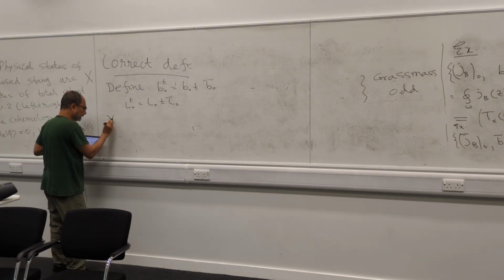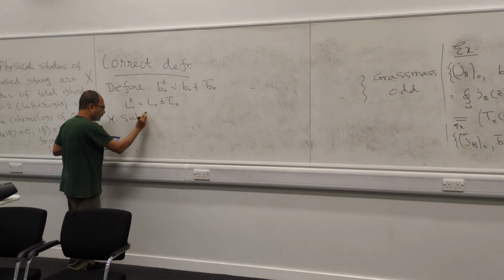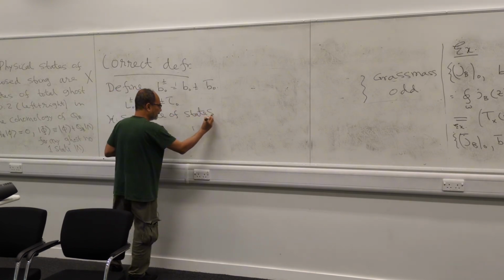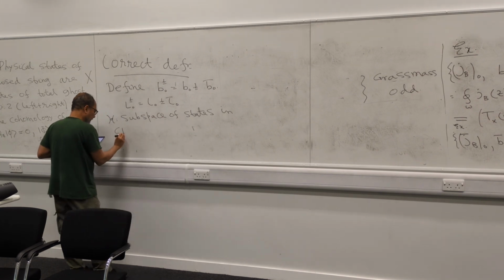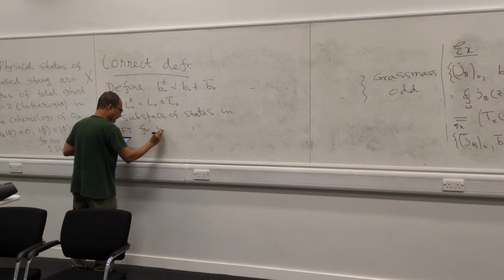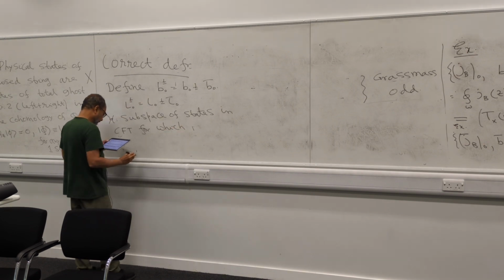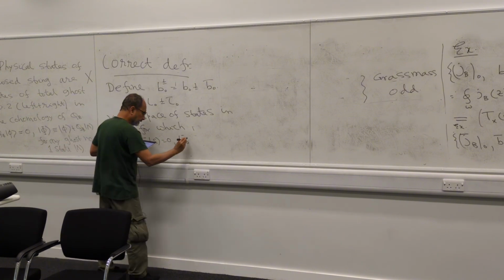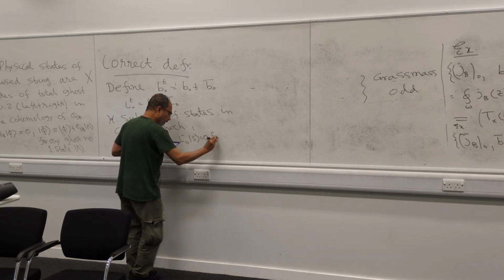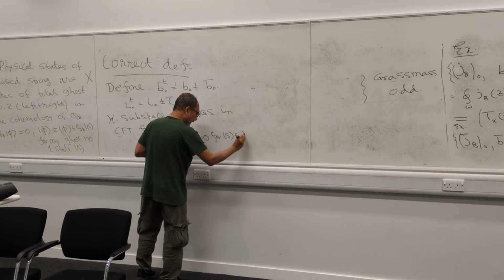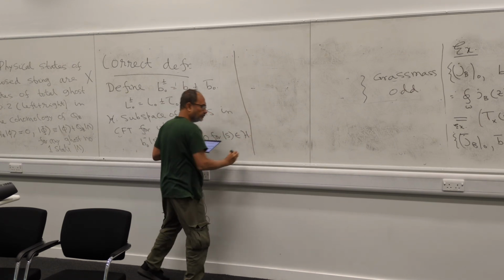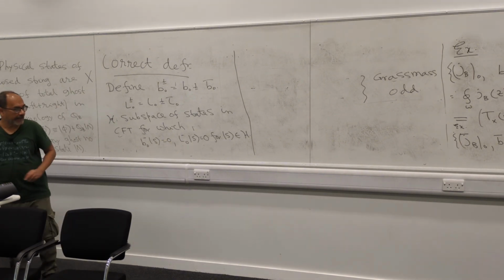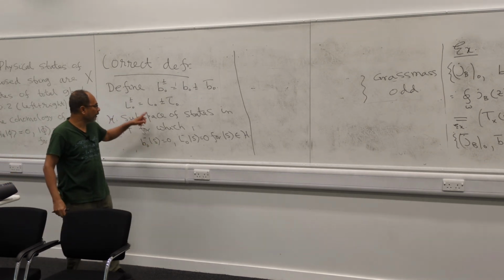Then H is the subspace of states in the CFT for which B_0^- on S equal to 0 and L_0^- on S equal to 0, for S belonging to H. So I define a subspace of states which are annihilated by B_0^- and L_0^-, where B_0^- and L_0^- are defined this way.